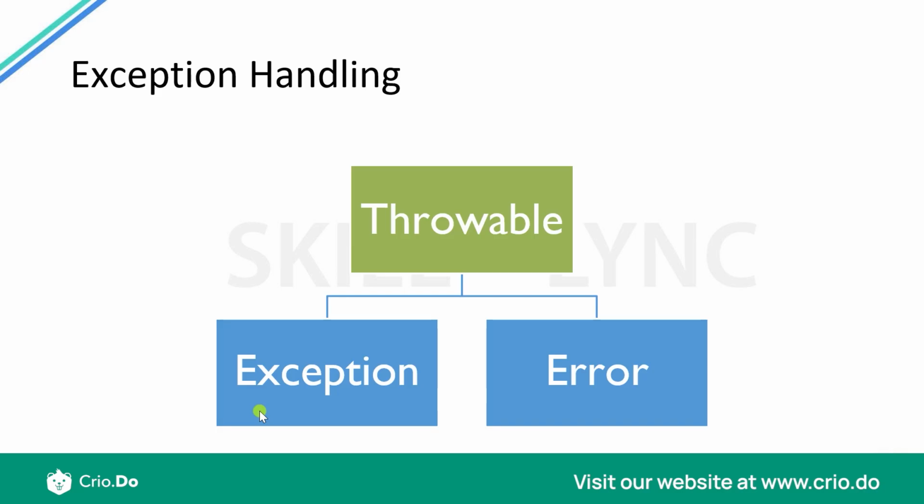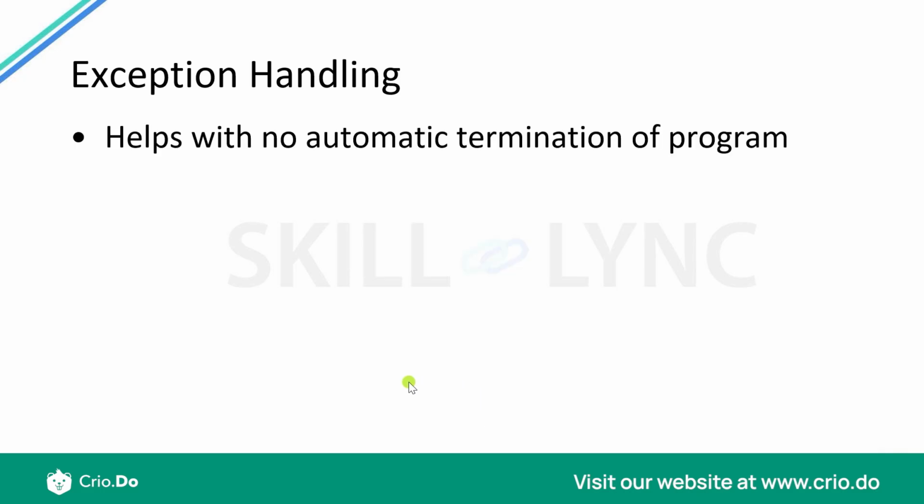And you have seen this when we were working: we either had array out of bounds exceptions or null pointer exceptions. You saw it, right? It actually terminated the program. It gave us a red message in the console that this exception has occurred, on so and so line and due to so and so reason, etc. So those exceptions are extending the Exception class. Now exception handling, as I said, helps with no automatic termination of the program. That really helps us a lot.